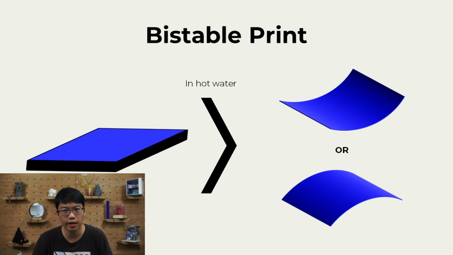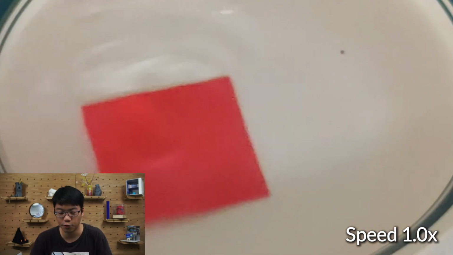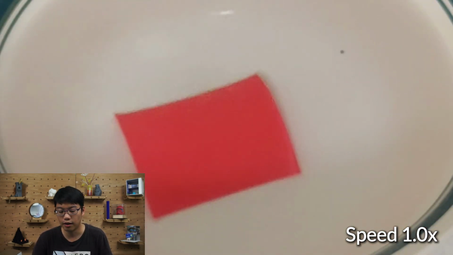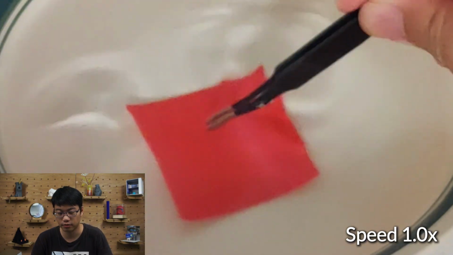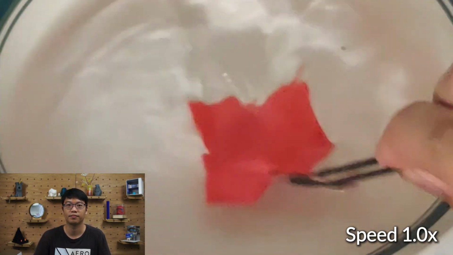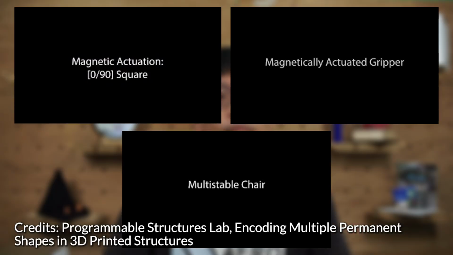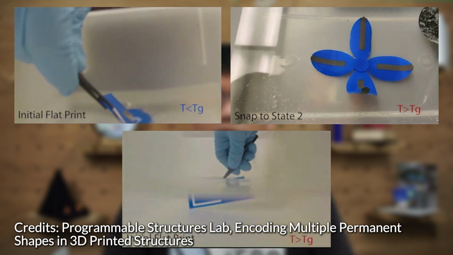And actually it's really interesting. You can check it out here. As I immerse it in hot water, it curls up into one curve. And if I gently just press it, it will get into its second curve shape. With this simple concept in mind, here are some examples of what you can do with this slicing technique.